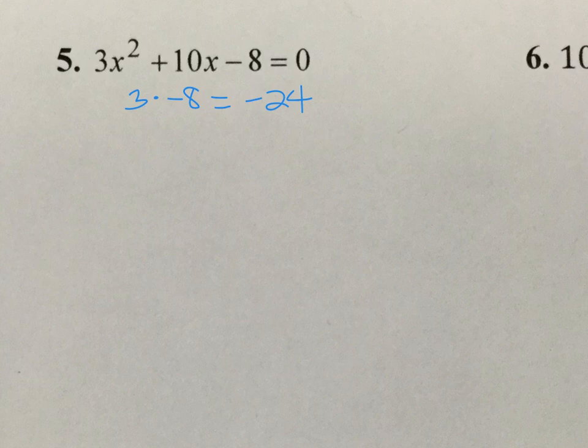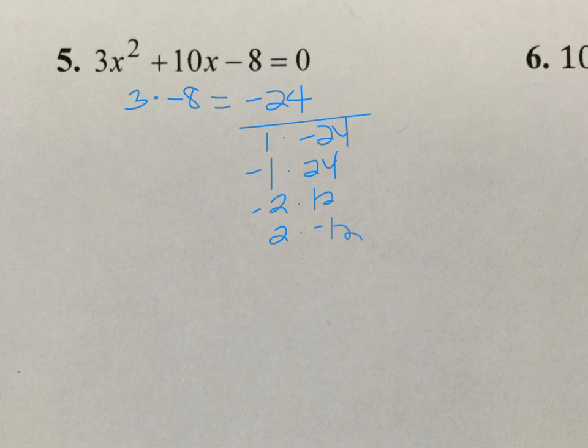So we need to think about what's going to make negative 24. Well, we have 1 times negative 24, we have negative 1 times positive 24, we have negative 2 times 12, we have positive 2 times negative 12. We have a whole bunch of different ones if we keep going, but I see that this one is going to give me 10 when I add it, which is what I need for my b. So that would be a good one to use.